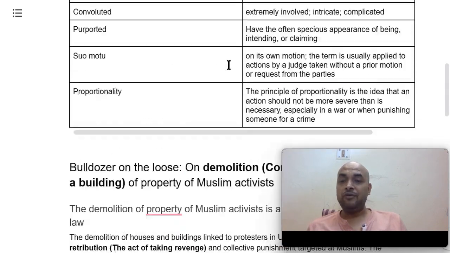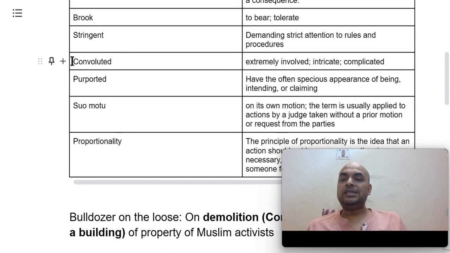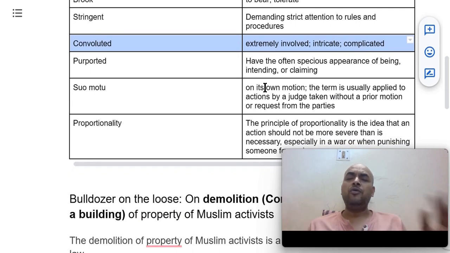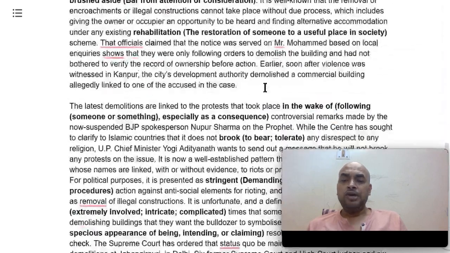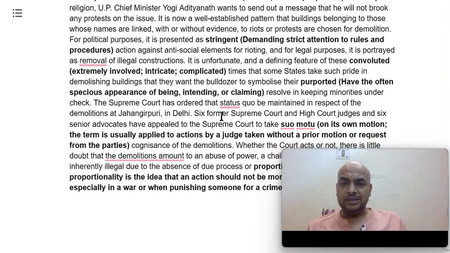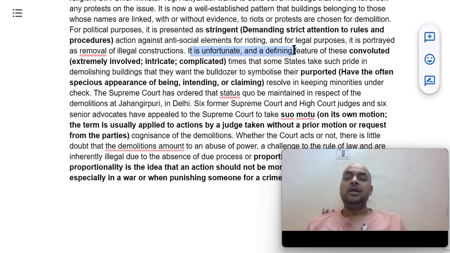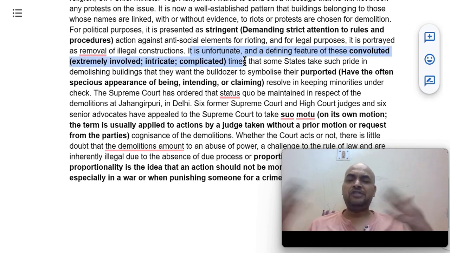Now the next word we have got is convoluted. Convoluted means extremely involved, intricate, complicated. Okay, तो बहुत ज्यादा involved हुआ हो या complicated हो वैसा. ठीक है, तो convoluted का contextual usage देखते हैं. And yeah, it is unfortunate, it is not very good, and a defining feature of these convoluted times. So the times in which we are living are very complicated times.